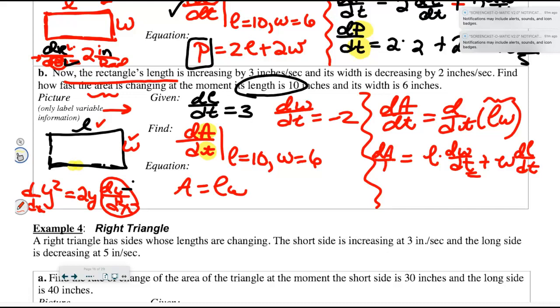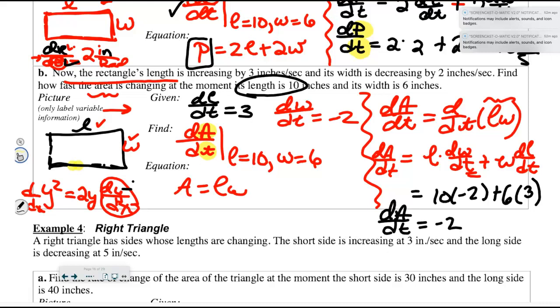Now I go and I plug everything in. I hope I have it all. There's going to be one we do today where something's missing. But on this one, do I know when I'm stopping this machine? Yes. The instant the length is what? 10. I plug it in. Did they tell me the rate that the width was changing? Yep. Did they tell me what the width is supposed to be when I stop it? Yep. And did they tell me the length's rate of change? Yes. All right. So when I add this all up, I get a negative 20 plus 18. I get a negative 2.